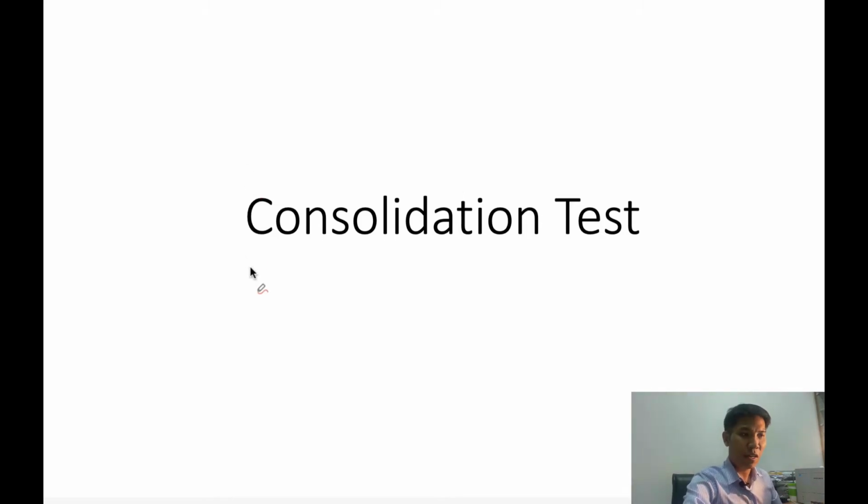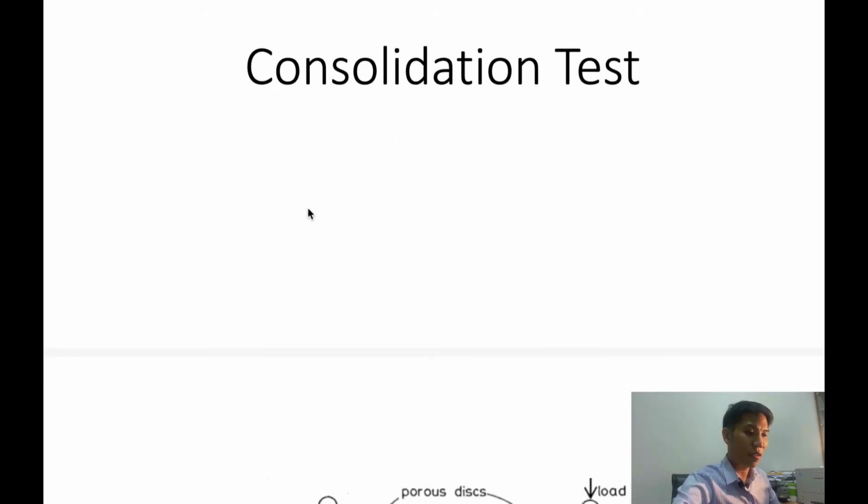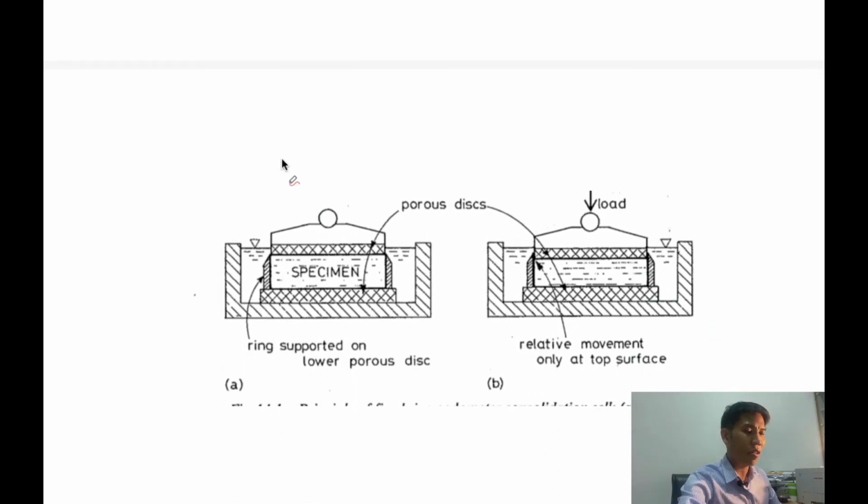Hello, today we are talking about the lab test, the so-called consolidation test. So what is the consolidation? The consolidation test, we can define that the other name is so-called one-dimensional compression. The meaning of the one-dimensional compression is that we have a soil specimen and we put the soil specimen in the ring.